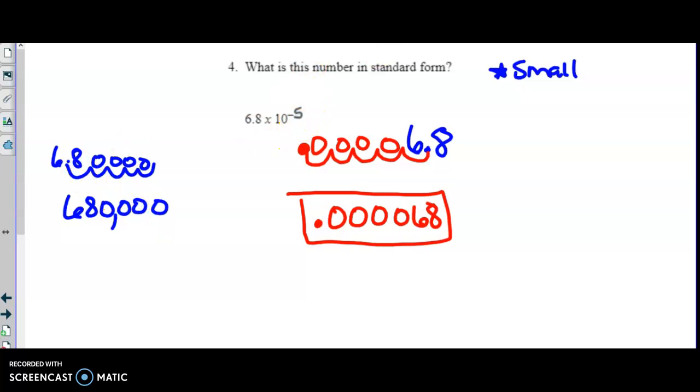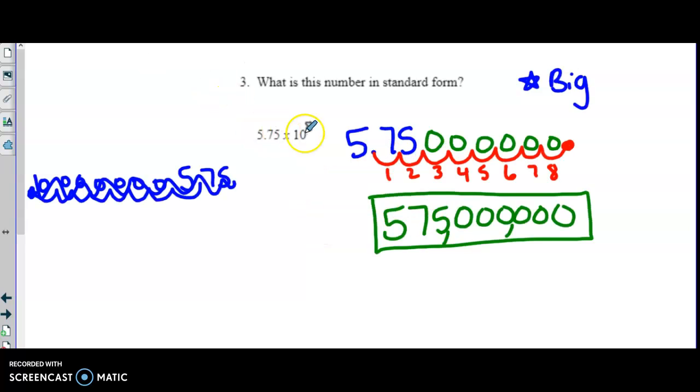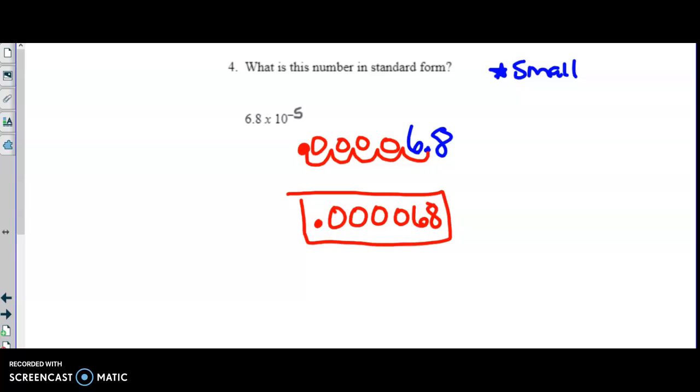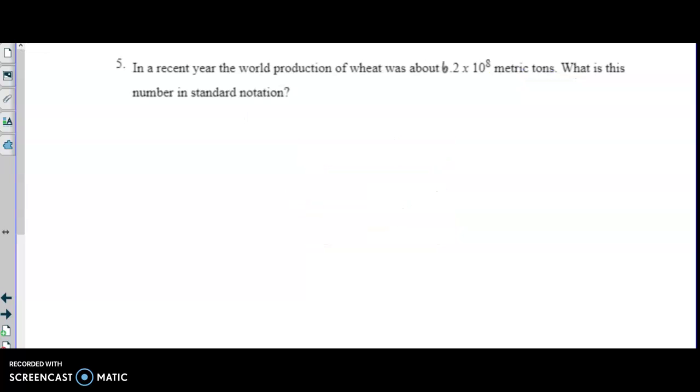So you can self-check yourself and say, okay, I know that can't be true because it's negative. When you start to get the hang of this, you'll remember that every time you have a negative exponent, you're going to move it to the left. And every time you have a positive exponent, you're going to move it to the right. But sometimes you forget lefts and rights, so just think about whether it is going to be big or small.